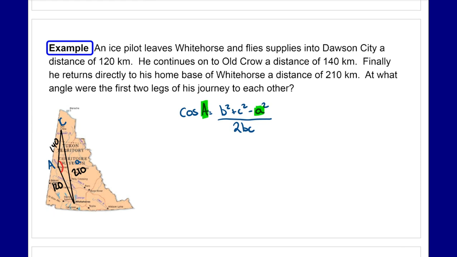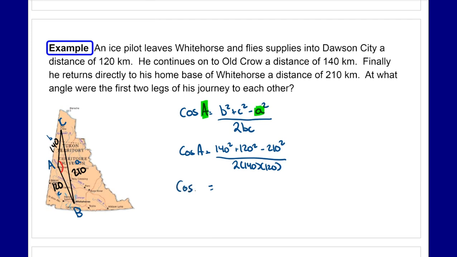We can say Old Crow is C, Whitehorse is B. So that means that 140 is little b and 120 is little c, right? The sides opposite, or the side that's paired with those angles. But the main one we're concerned about is the angle that we're looking for, A, and what its side is, to make sure we put it in the correct spot. So cosine A is equal to 140 squared plus 120 squared minus 210 squared, all divided by 2 times 140 times 120.